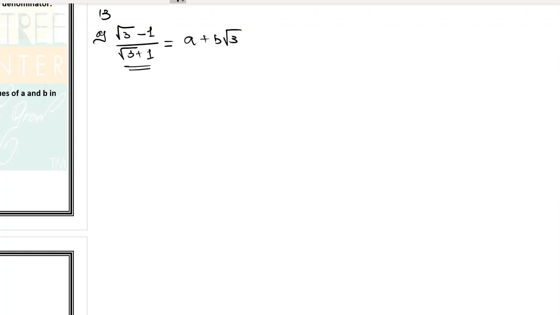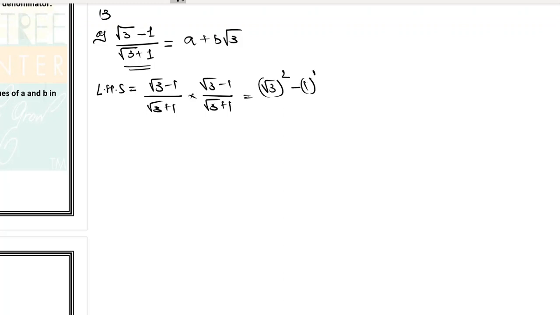And how to simplify your LHS? By rationalizing the denominator. Let's do it. So first I'm going to start with LHS. Root 3 minus 1 upon root 3 plus 1 into root 3 minus 1 upon root 3 plus 1, which will give you root 3 square minus 1 square upon root 3 plus 1 the whole square.